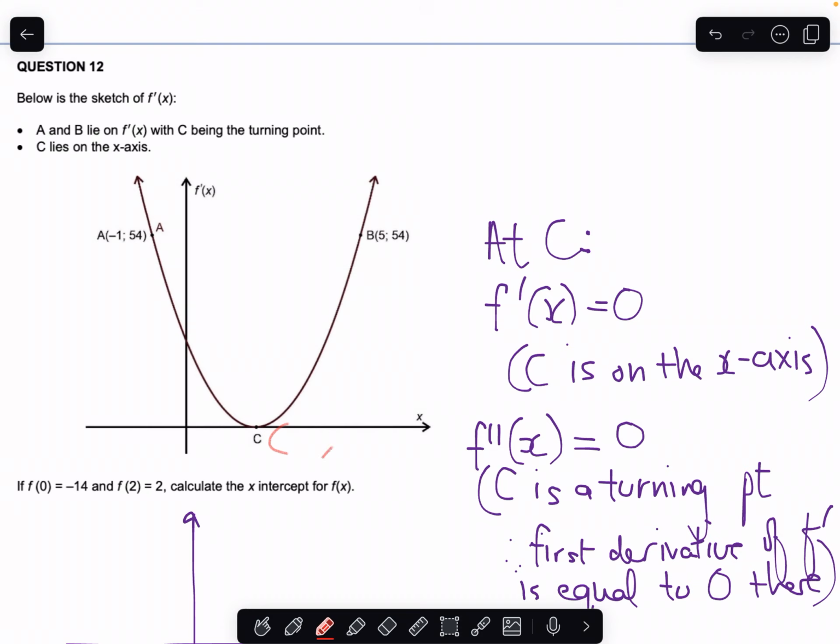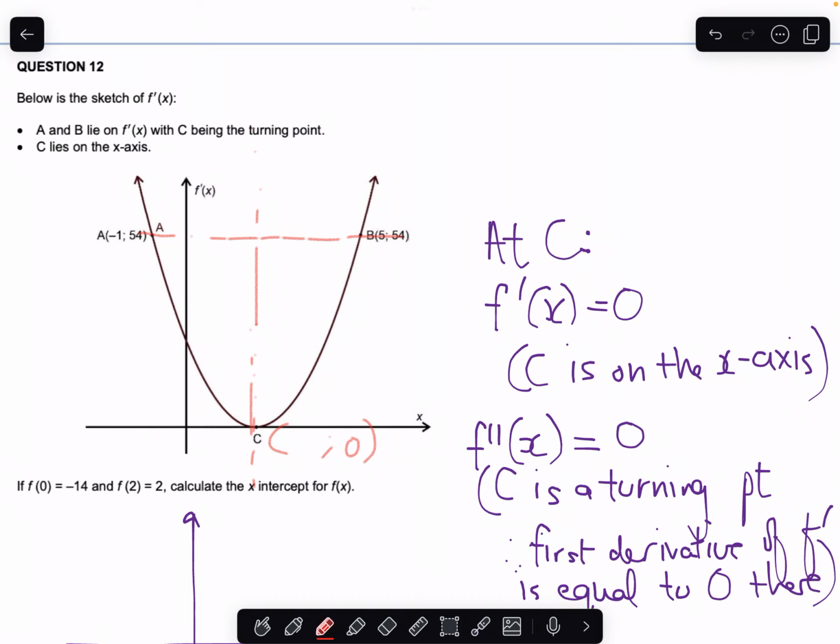We know that the y coordinate is 0 because C is on the x-axis. And this is maybe partly why they've given us these 2 points: they lie on the same horizontal line. Their y coordinates are the same, meaning that they are symmetry buddies, right? So the distance between them is 6 units.